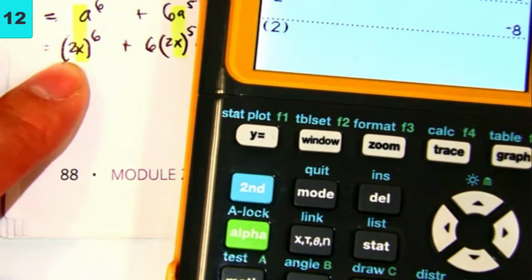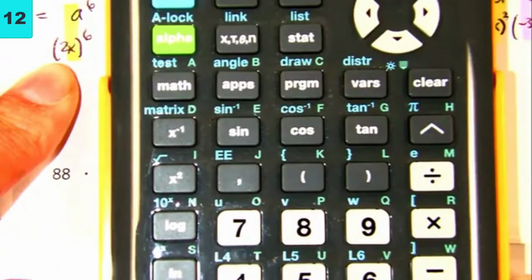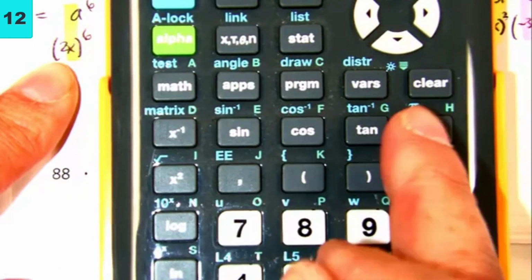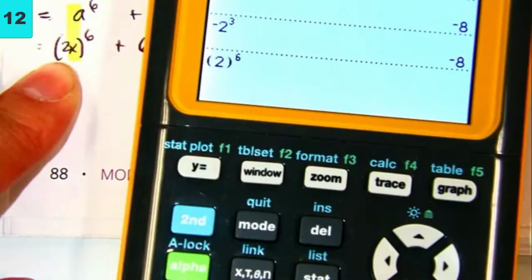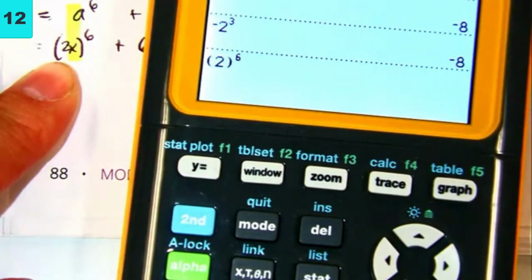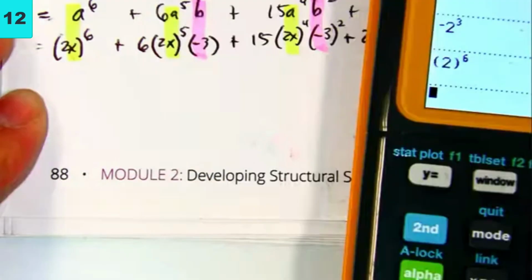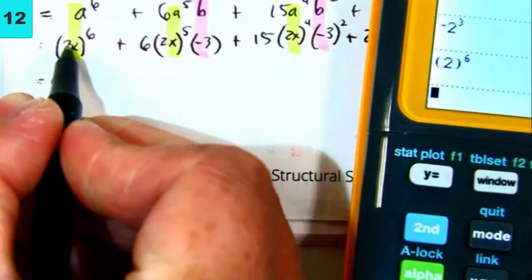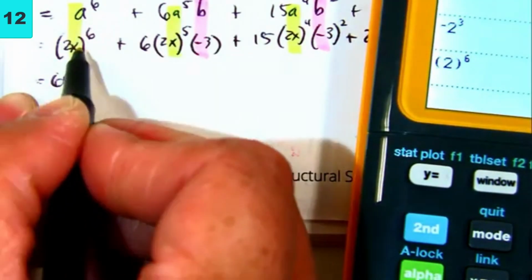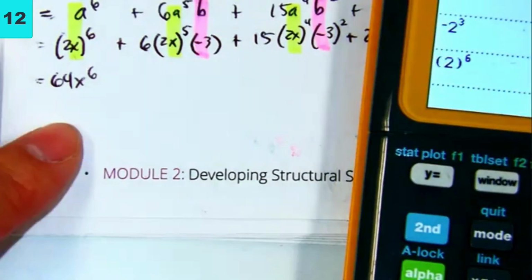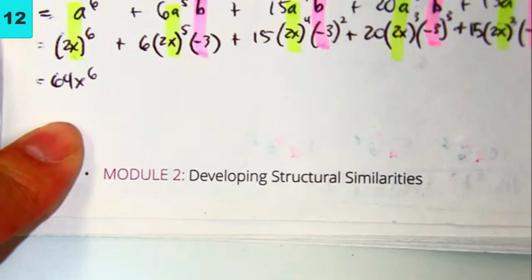Now, Texas Instrument calculators a lot of times have this caret button, and it actually calls MathType. It shows you the 6 at the very top. And you just press enter, and you'll get 64. So our answer here is 2 to the 6th power is 64, and x to the 6th power is x to the 6. Okay? Let me show you with this Casio.